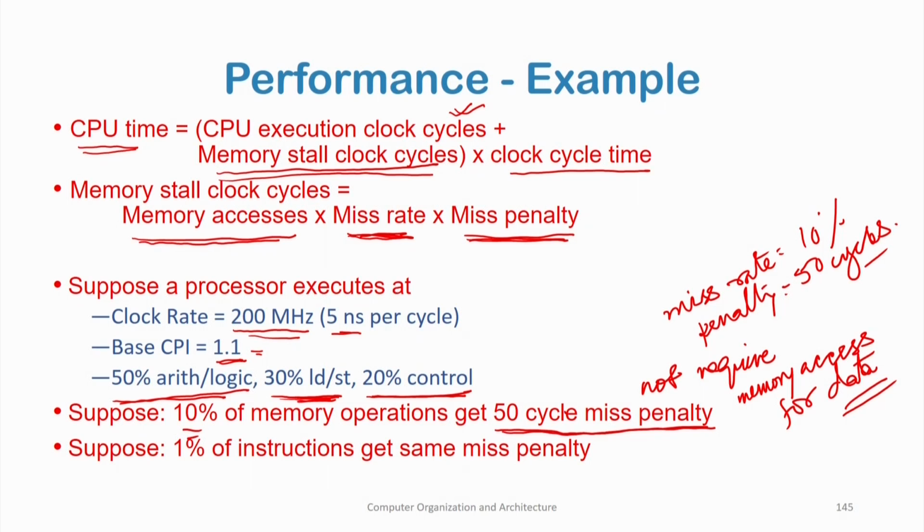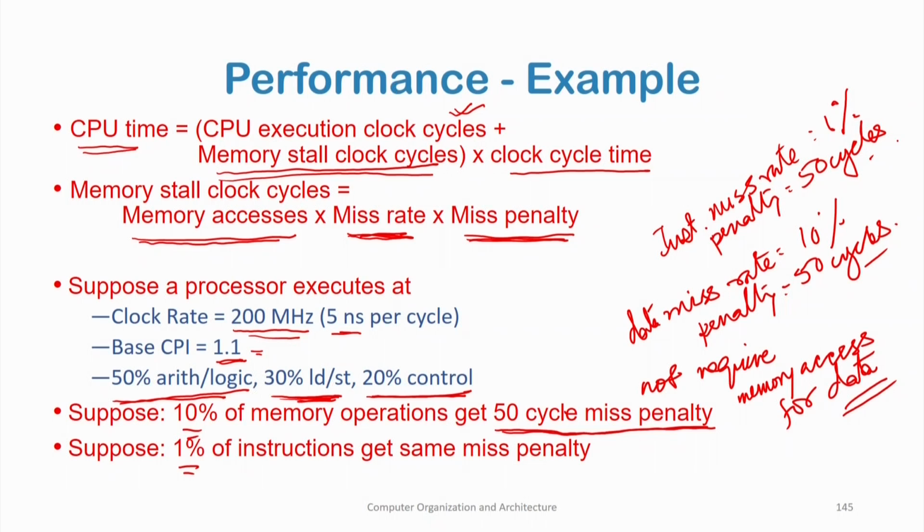Okay. Next, 1% of instructions get the same miss penalty. So, this is the data miss rate, and another is the instruction miss rate, and that is equal to 1%, and the miss penalty is the same, 50 cycles. So, both for instructions and data, the penalty is 50 cycles, but the instruction miss rate is 1%, the data miss rate at a given level of memory is 10%.